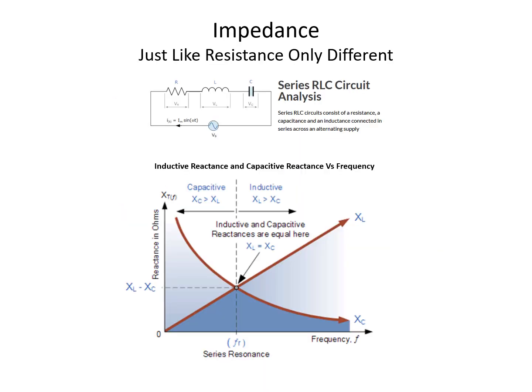Okay, so now we're going to take a look at impedance. It's just like resistance, only different. And we're going to take a look at this circuit here. What we have is a series RLC circuit. R standing for resistor, L for inductor, C for capacitor. And this is how it's wired. We've got a resistor in series with an inductor, in series with a capacitor, and they're all connected in series back to the alternating current voltage source.